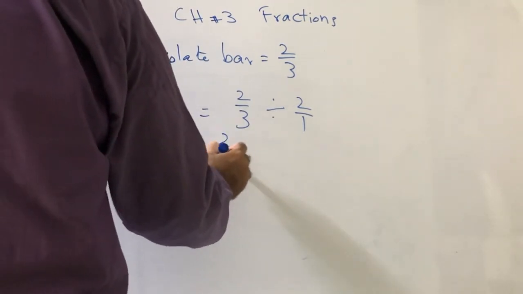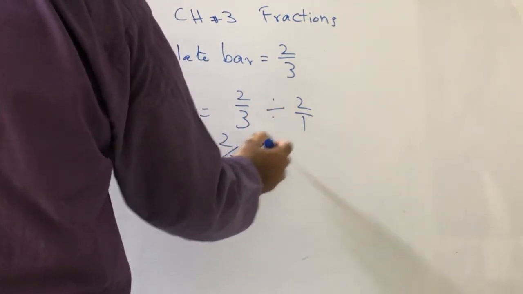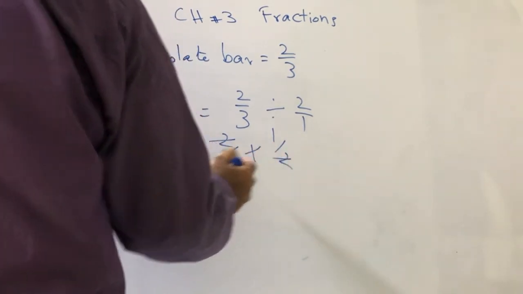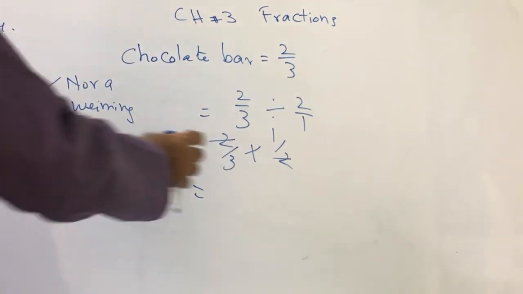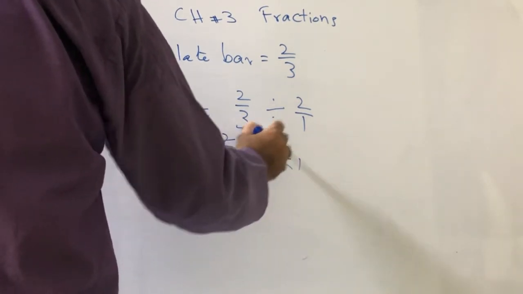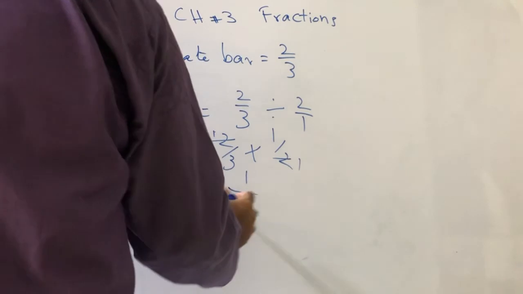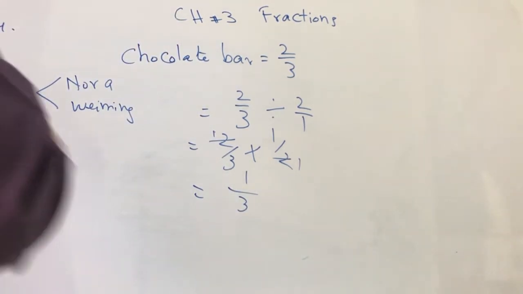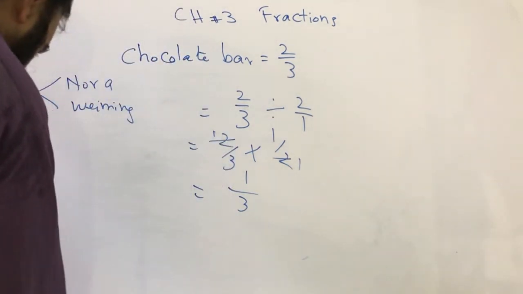Okay, 2 over 3 will remain the same. Multiply. This will be multiplied and this will be upside down. 1 over 2. 2 will be cut with the 2 because if we divide 2 with 2 and this also 2 with 2, we get 1 and 1. 1 multiplied by 1 is 1, 3 into 1 is 3. So 1 over 3 is the answer. So each of the child received 1 over 3 of the chocolate bar.